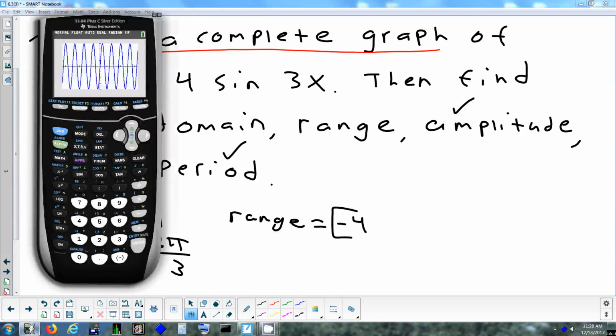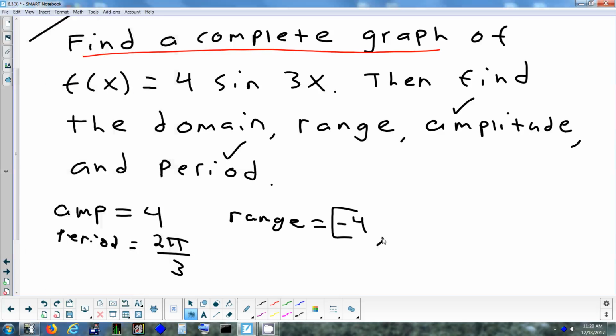If you wanted to confirm that, you could do second calc minimum on any one of those and find the minimum, but it will be at -4. And the maximum? 4. You could confirm that the same way. Do second calc maximum, and you would see it does hit 4.